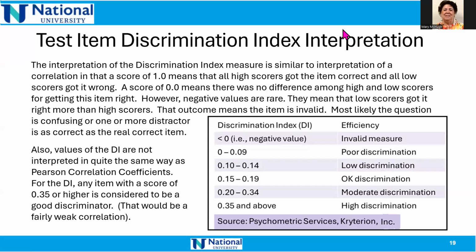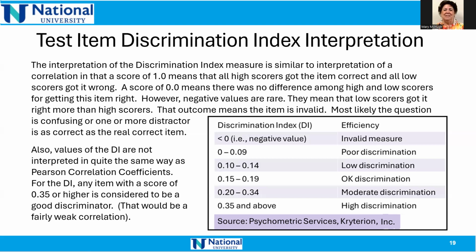So in this interpretation, you are looking for good discrimination. And it's not that hard to get a good discrimination score. 0.35 and above is considered high or very good discrimination. 0.20 to 0.34 is considered moderate discrimination. 0.15 to 0.19 is sort of okay, not the best, but sort of okay. And then below 0.15, they are considered poor discrimination, which is 0 to 0.14.